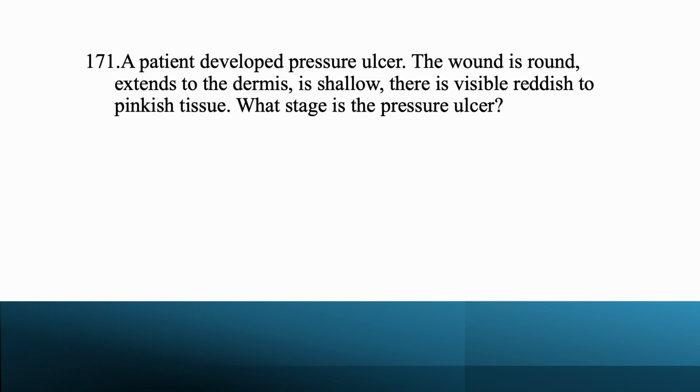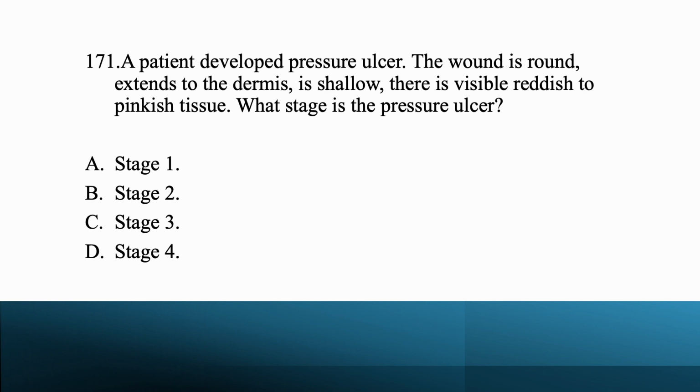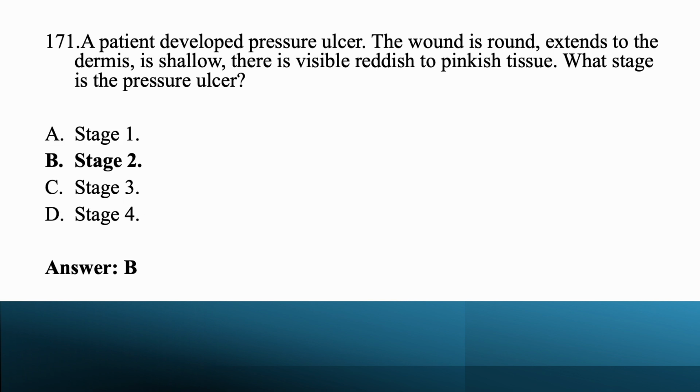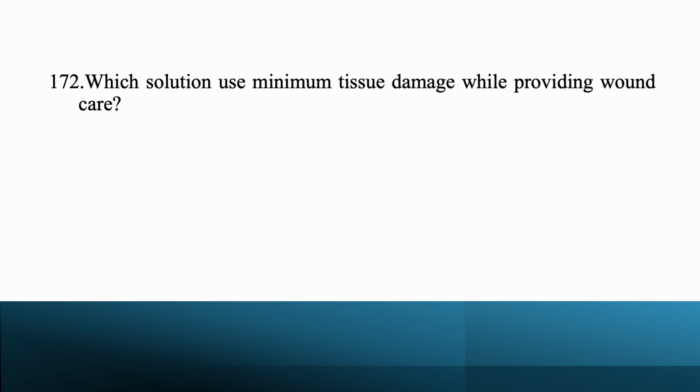Question number 171. A patient developed pressure ulcer. The wound is round, extends to the dermis, is shallow, there is visible reddish to pinkish tissue. What stage is the pressure ulcer? Option A, stage 1. Option B, stage 2. Option C, stage 3. Option D, stage 4. The correct answer is option B, stage 2.